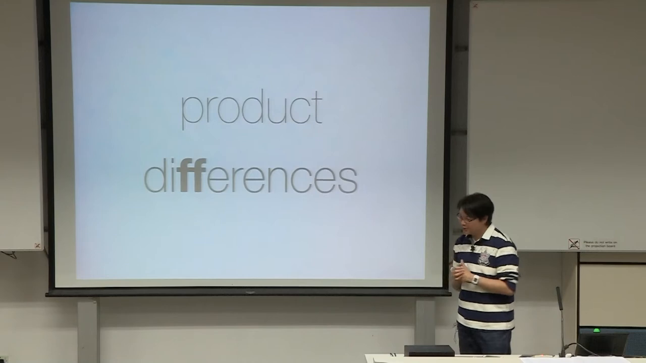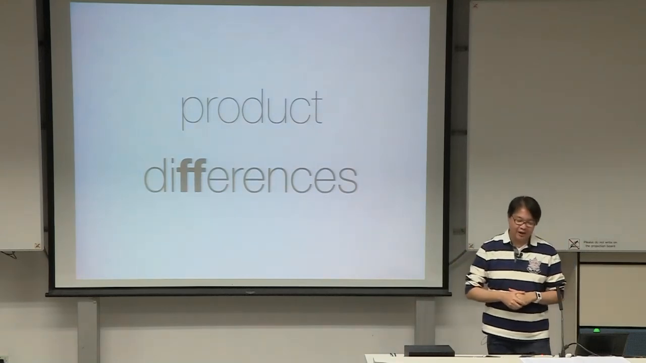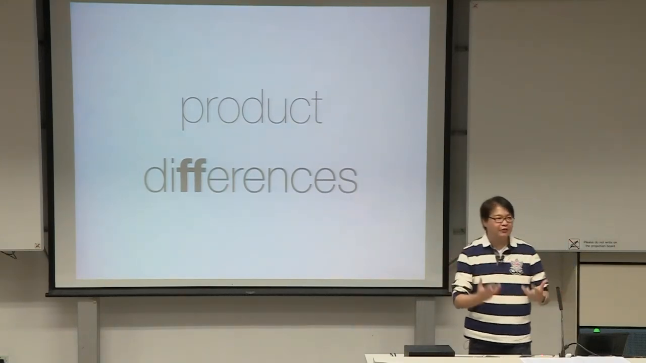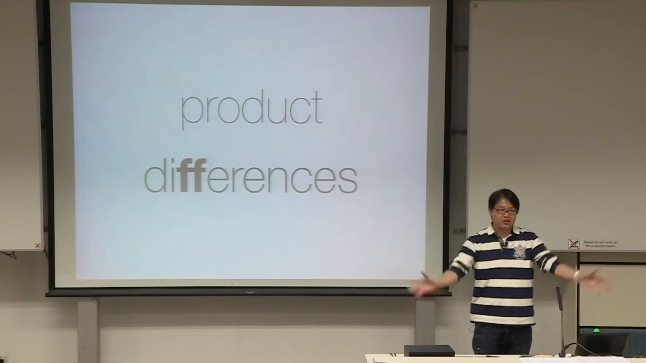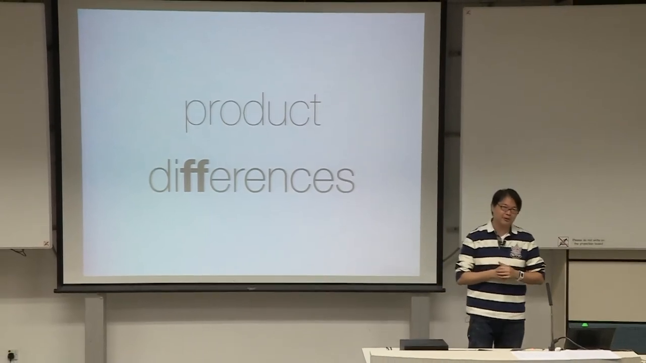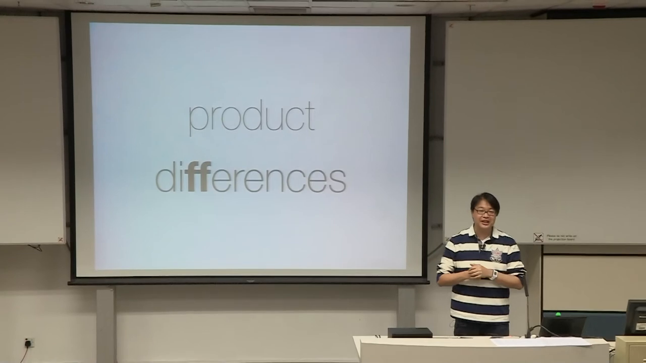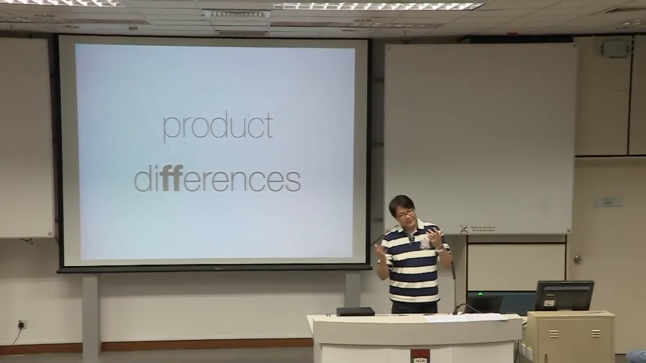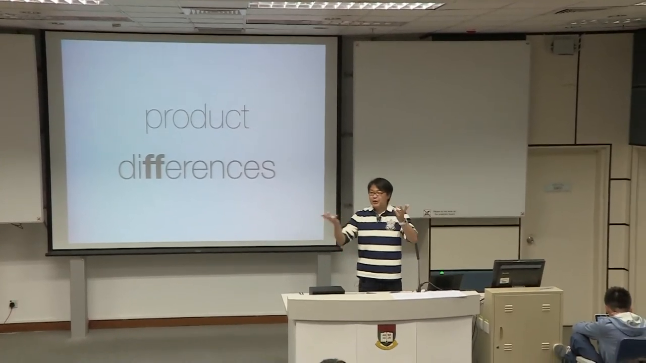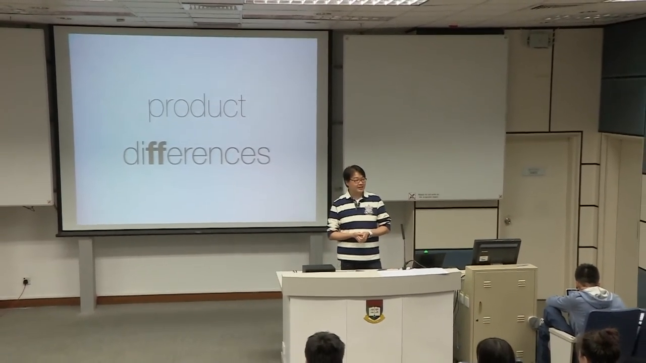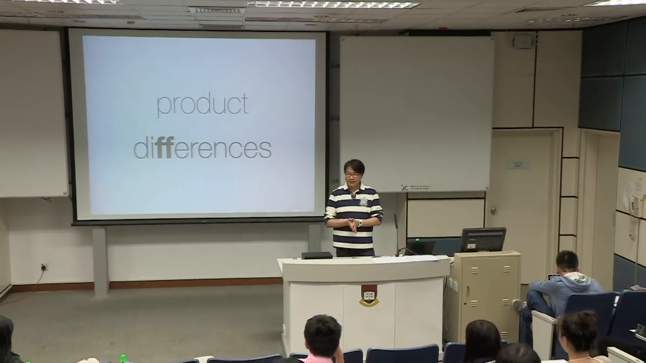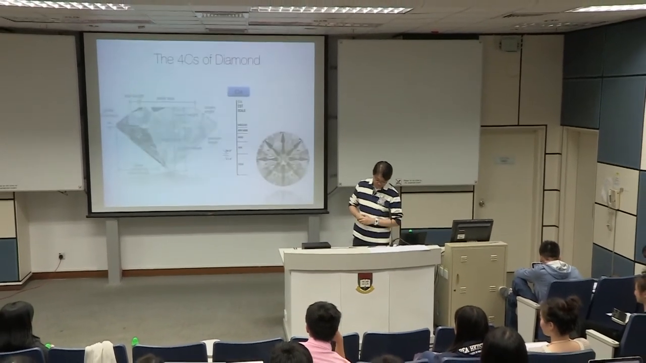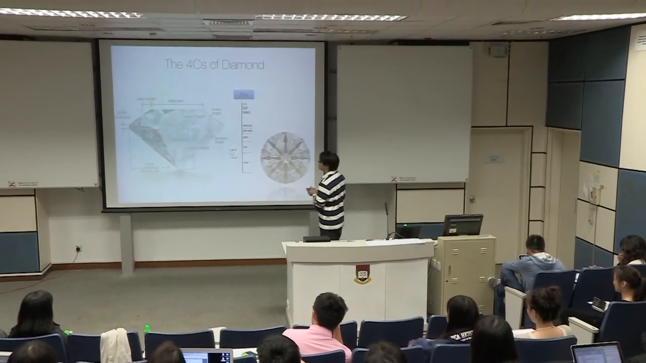Okay, then we look into product. Obviously, other than how you deliver the thing, how you position your shops and so on, it's very, very important that you are able to do product differentiation in business terms. And since we are in a jewelry class, I need to teach you some basic stuff on jewelry. So Michael was telling something about the four C's. Let me talk about the four C's of diamonds.